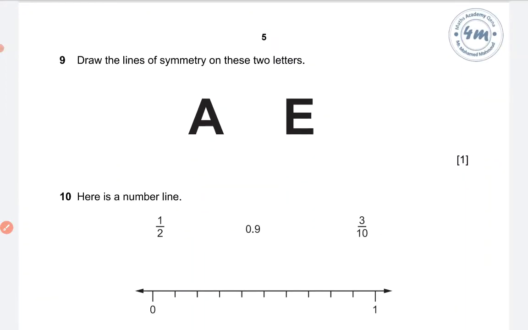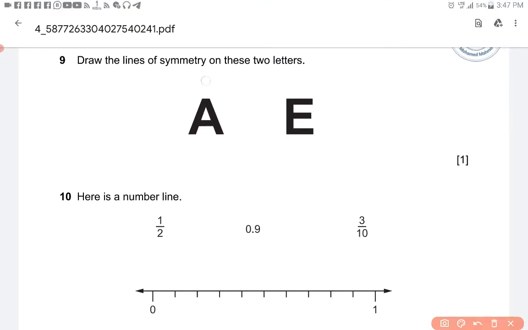Draw the lines of symmetry on these 2 letters. Letter A, its line of symmetry, of course, we draw in this place. Letter A, in this place.